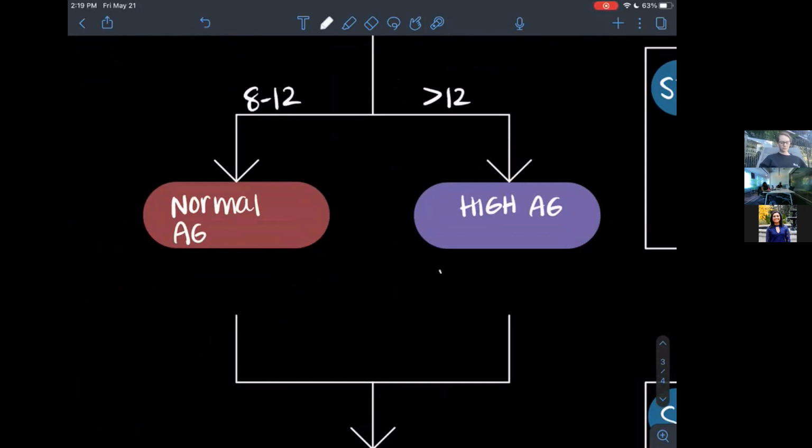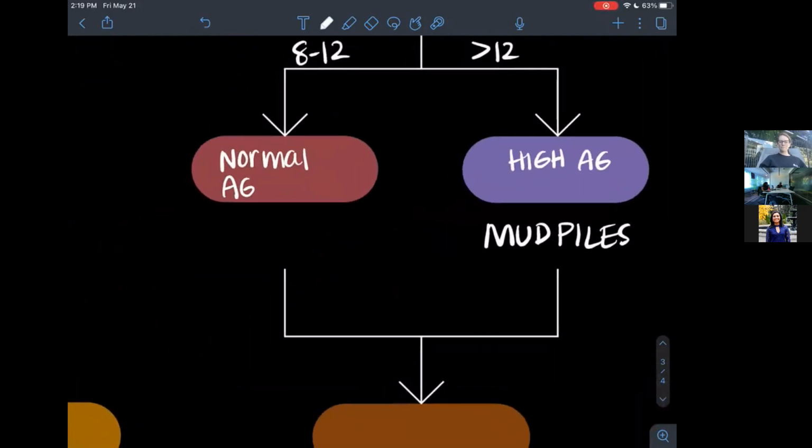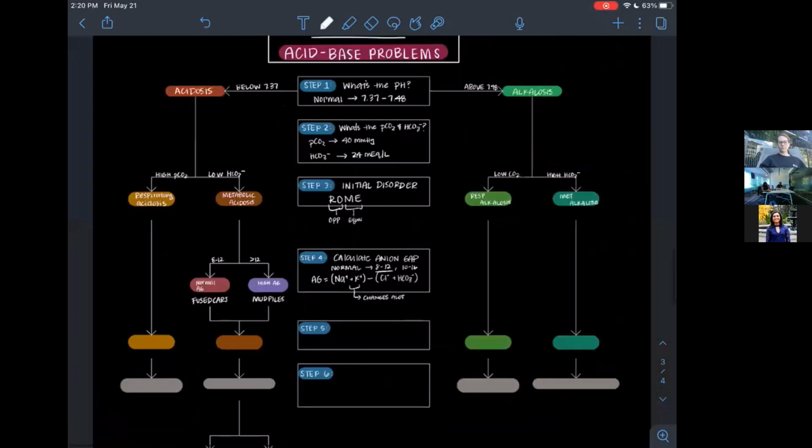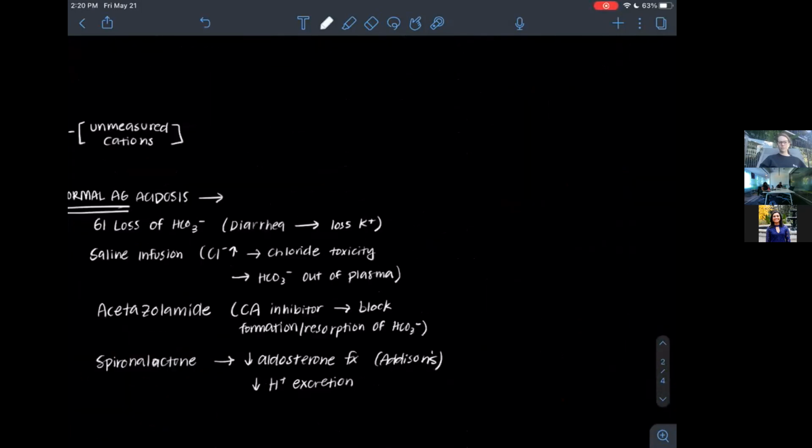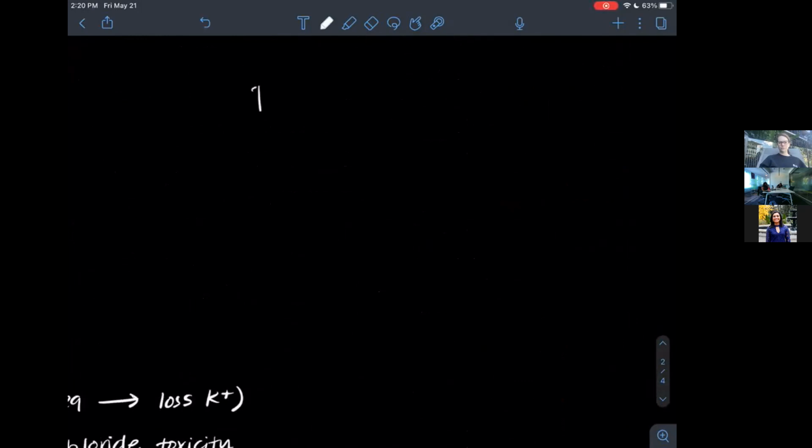This is when you're going to be thinking of your mnemonics. For your normal, Ambrose has one that says FUSEDCARS. And yeah, it's a lot though. Okay, FUSEDCARS. F is fistula. Here, I'll put this over here. FUSEDCARS.